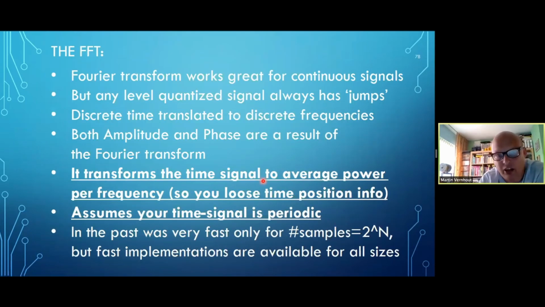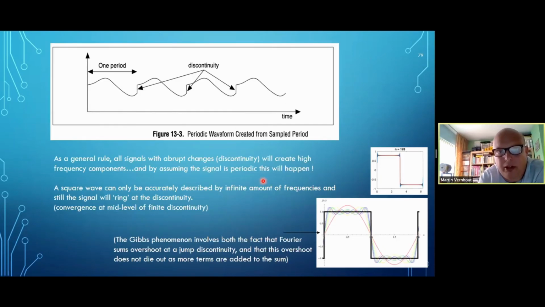So the FFT is a lot of things, but the most important one is that it transforms your time signal to the average power per frequency, and so you lose your time position info, but it assumes that your time signal is periodic. Periodic means that if this is what you have captured, the underlying math of your Fourier transform actually assumes that it repeats infinitely, and then you see this big discontinuity over there. As a general rule, all signals with an abrupt change, a discontinuity, will create high frequency components. You need a lot of sine waves working together to make this jump actually happen.